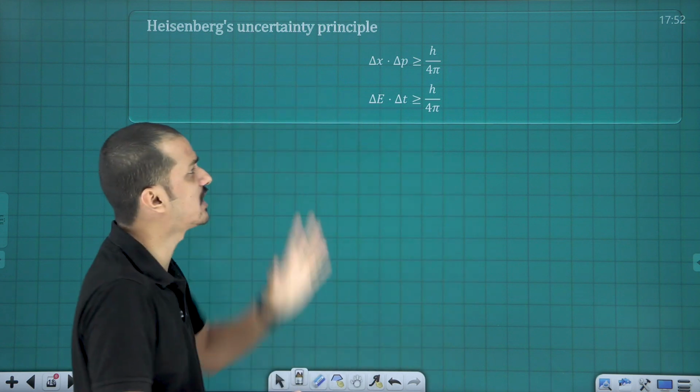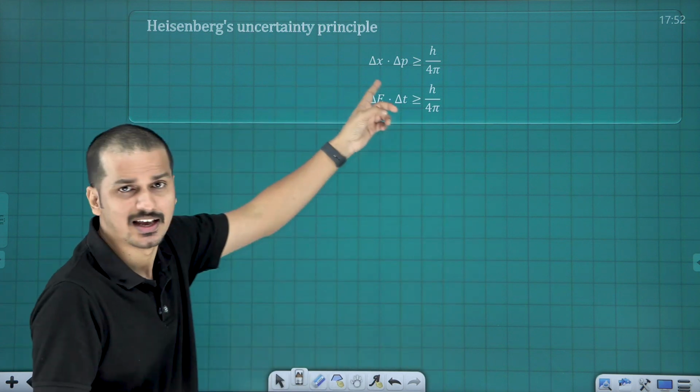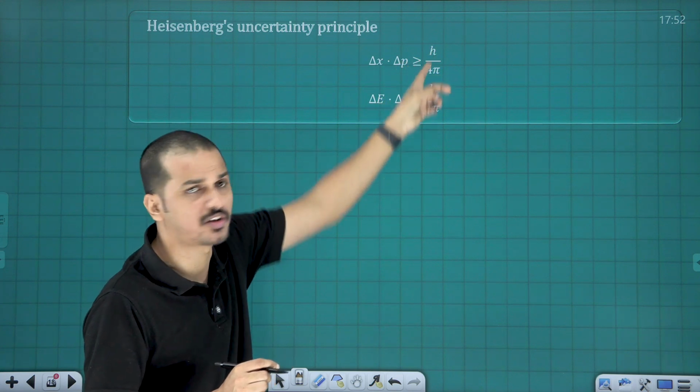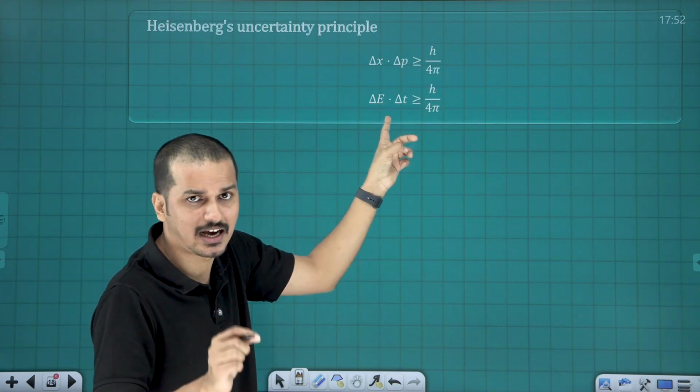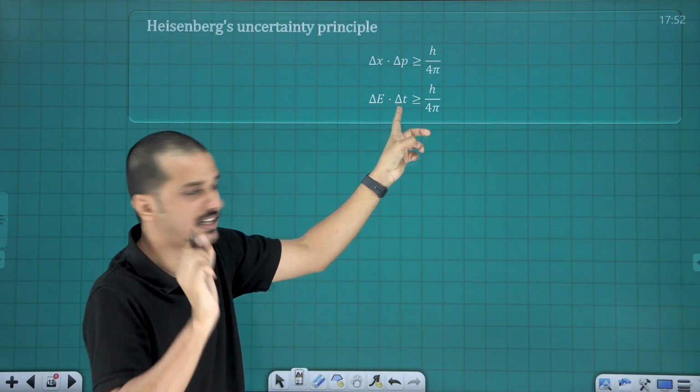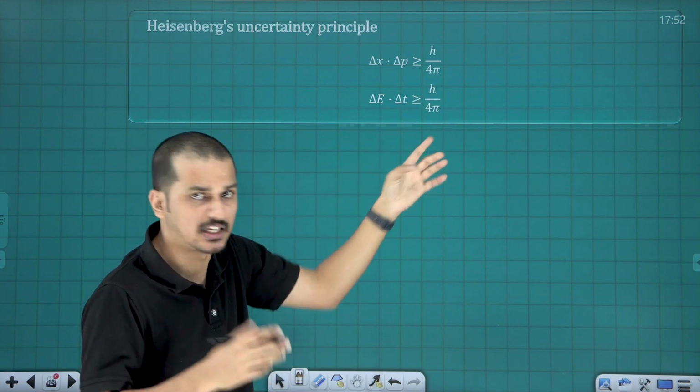That is what is called Heisenberg uncertainty principle. Its mathematical representation is delta x into delta p greater than or equal to h by 4 pi, or else delta E into delta T, energy change into uncertainty in energy, uncertainty in time, that will be greater than or equal to h by 4 pi. That also we can use.